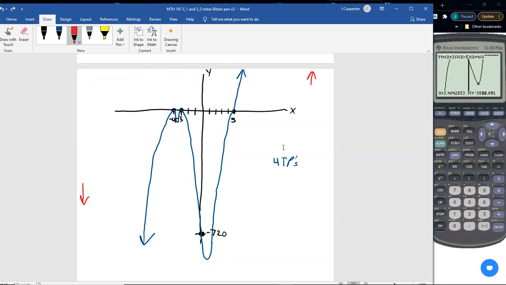All right, so I'm looking for something that I can't seem to find. I have another page of problems. I don't know where it went.